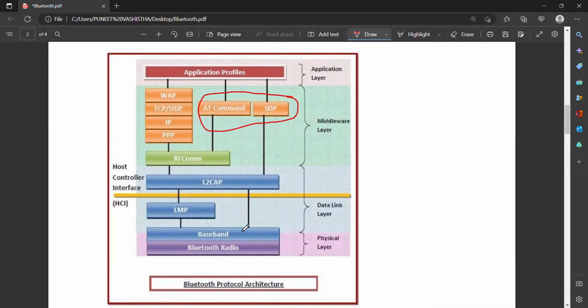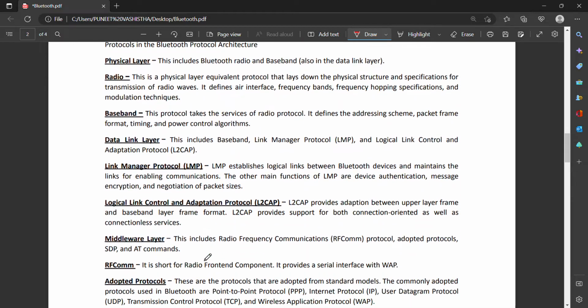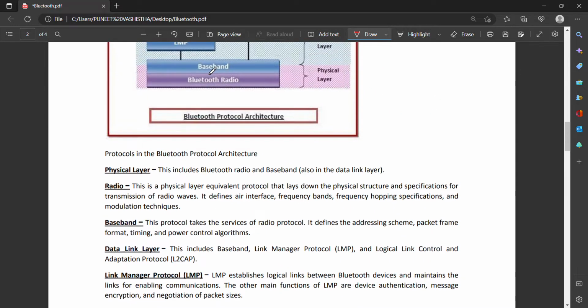Now we will move further to study briefly all this stuff that is written over here, right? So first of all, we have the physical layer. We are starting from this layer, okay, physical layer. This includes Bluetooth radio and baseband. They have already mentioned that we have both things in the physical layer, right? The baseband and the Bluetooth radio.